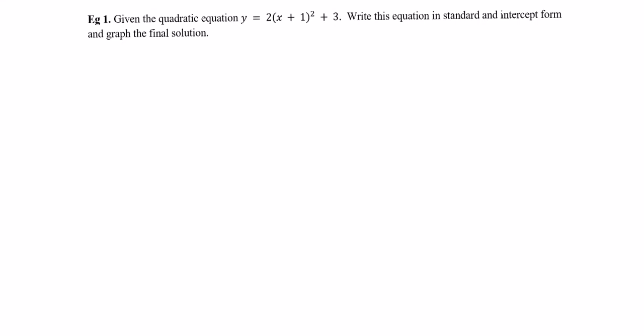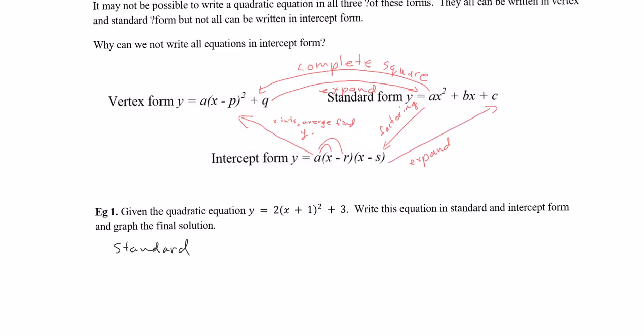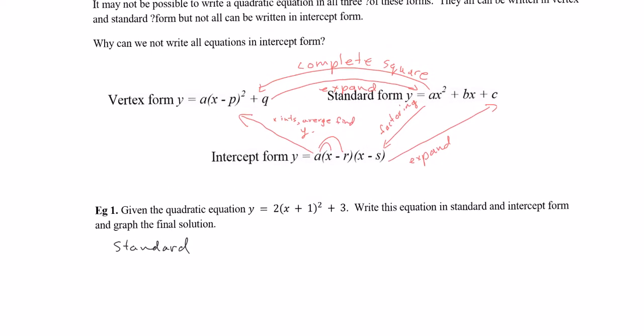Example 1, given the equation y is equal to 2(x plus 1) squared plus 3, write the equation in standard form. So I'm going to write out how I want it done in each section. So standard. Taking something in standard form, just before we talked about it, it said we had to take it from vertex form, which this is, and in order to undo what we've done, we're going to simply expand to get something that looks like ax squared plus bx plus c.